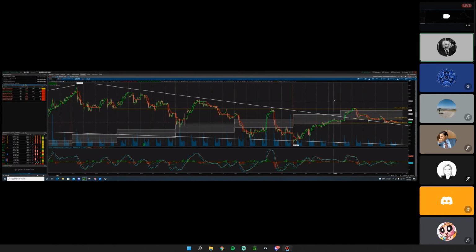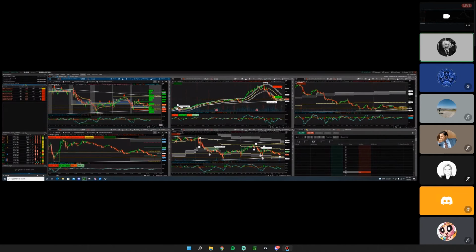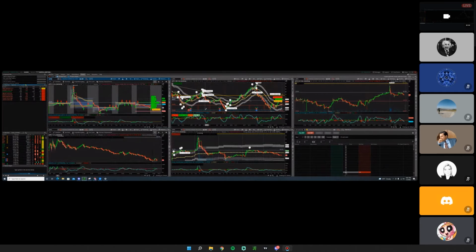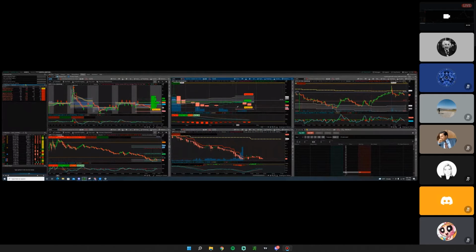So far, I really like Roblox the best and Affirm. Net, we talked about Net here. Yeah. Let's see, apps. Apps is in no man's land. Apps actually looks good for a short side trade.